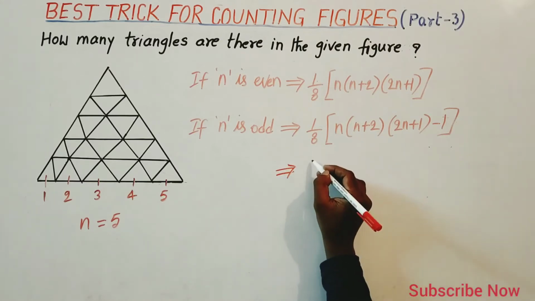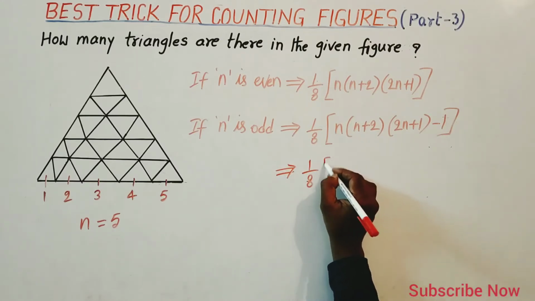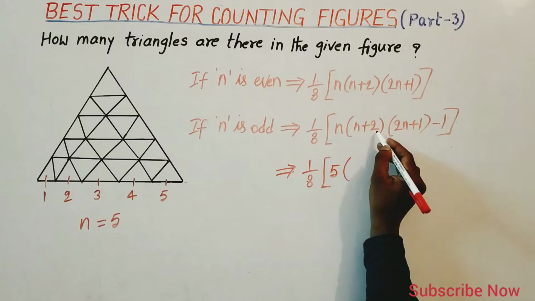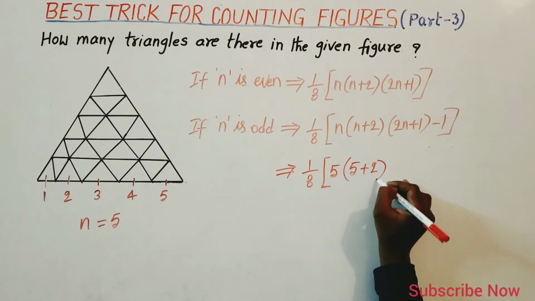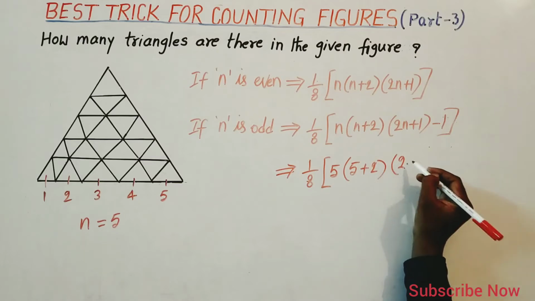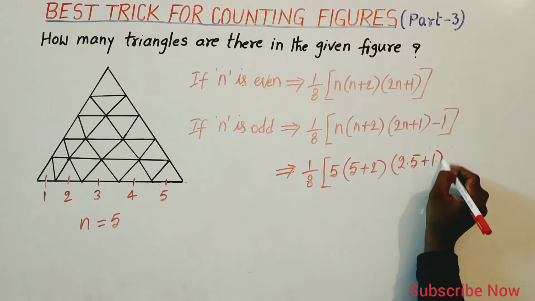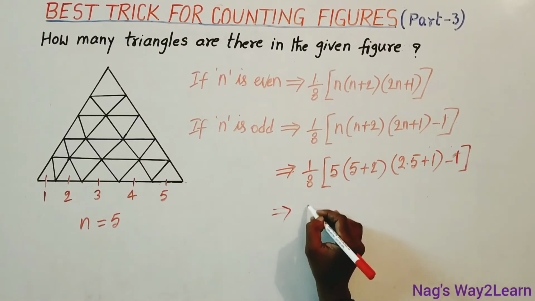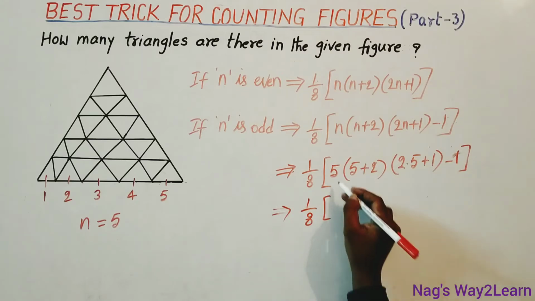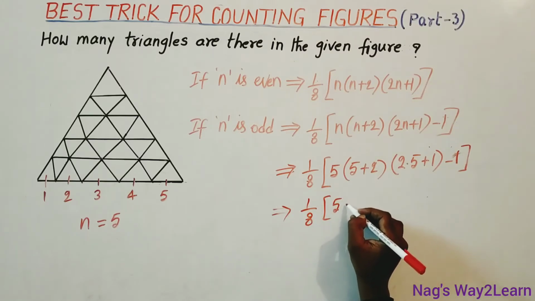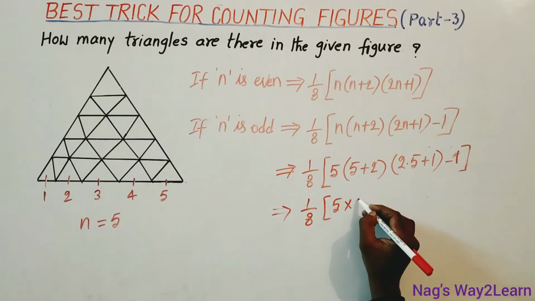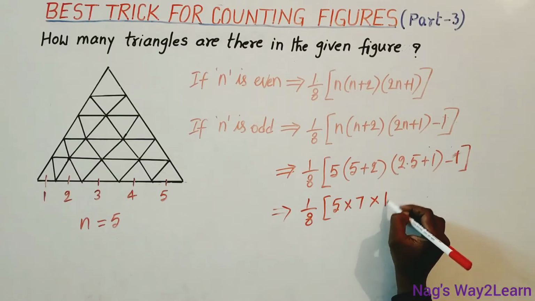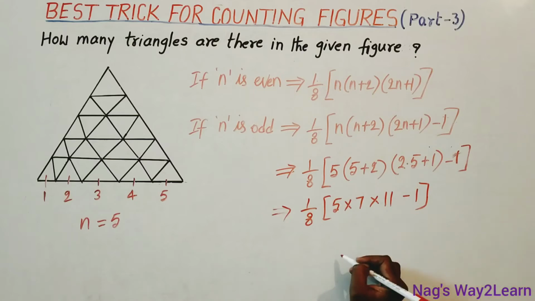So number of triangles is equal to 1 by 8 of n. What is n? 5 into n plus 2, that means 5 plus 2, into 2n, 2 into 5 plus 1, minus 1. That is equal to 1 by 8 into 5 into 5 plus 2, 7, into 5 2s are 10, 10 plus 1, 11, minus 1.